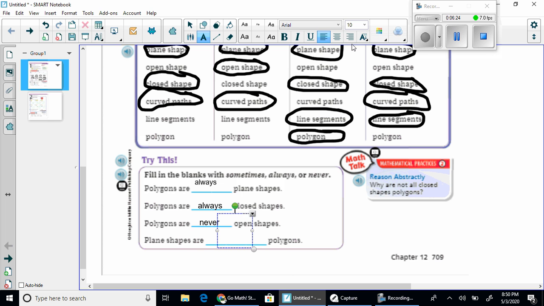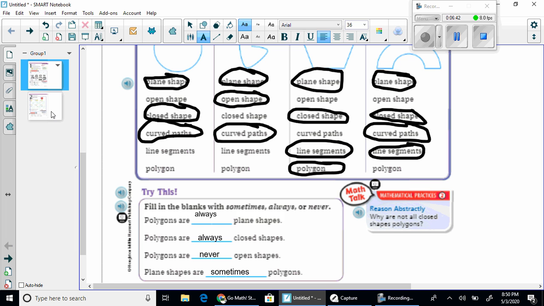All right, so this would be sometimes. Okay, so again, you can use your picture descriptions up above if you needed a little extra help filling in those words. Okay?